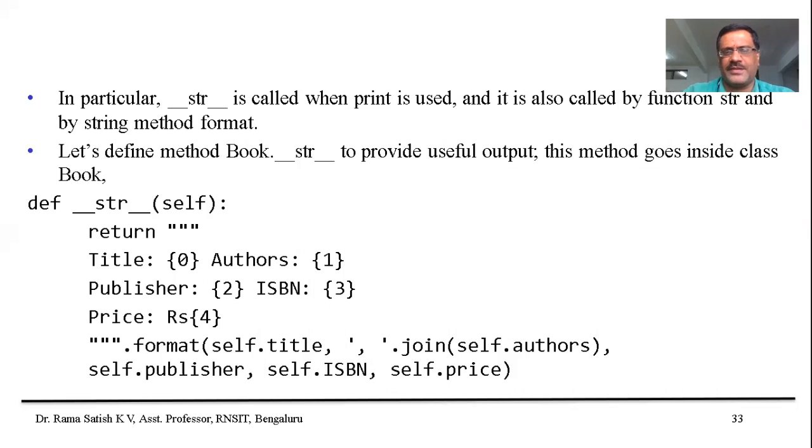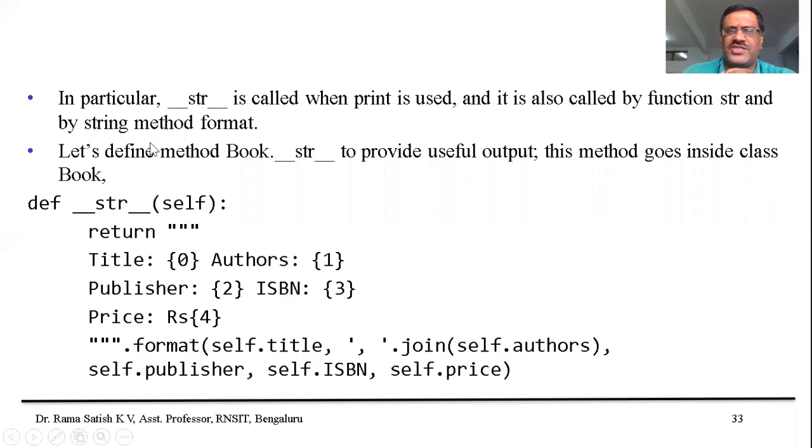Now, coming on to str. str is also the same kind. __str__ in particular is called when print is used, and it is also called by the function str and by the string method format. So you have a formatting method, a string function, the format function. You write the string and you write dot format.